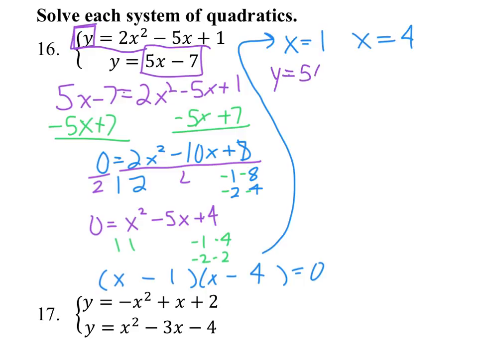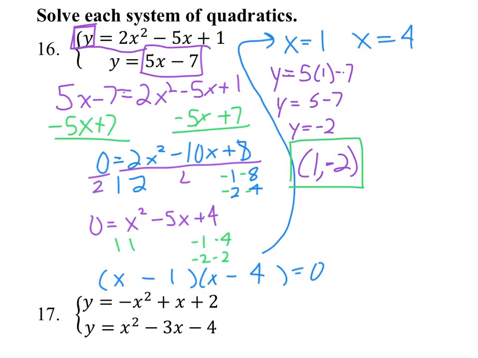So it's 5 times the 1 minus the 7. So 5 minus 7, that would give us a negative 2. So 1, negative 2 would be one of the 2 halves of this answer. And again, each answer will be an ordered pair. We need to keep those paired up.